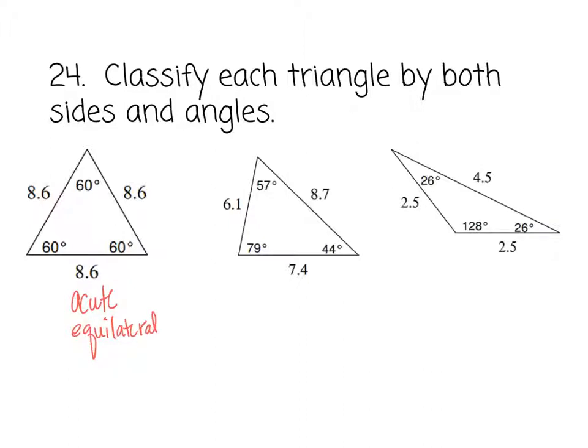The next one, I have all acute angles again, so again, it's going to be acute. I do not have any side lengths that are the same, so it's going to be scalene. Then the last one here, I do have an obtuse angle this time. So I have an obtuse. And then I have 2 congruent sides, so it is isosceles.